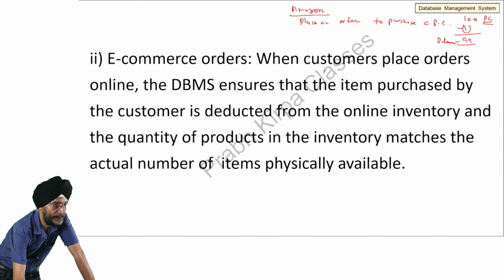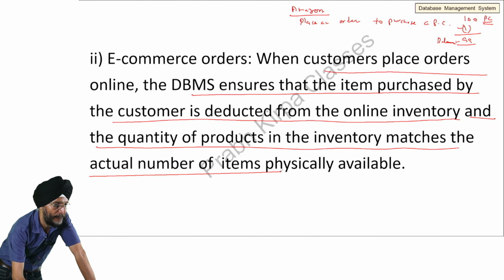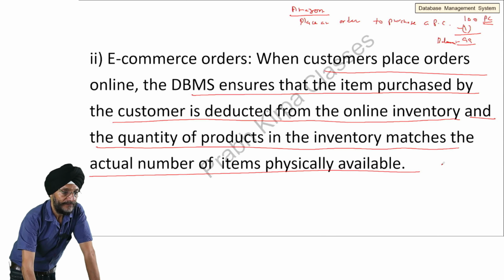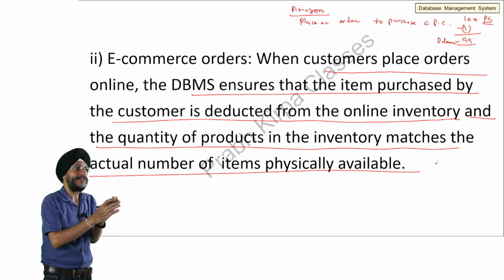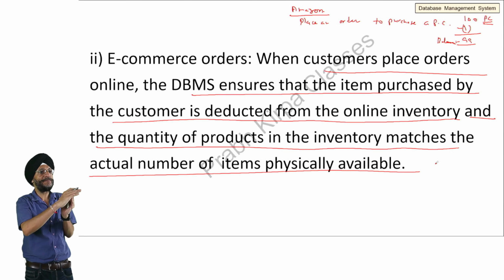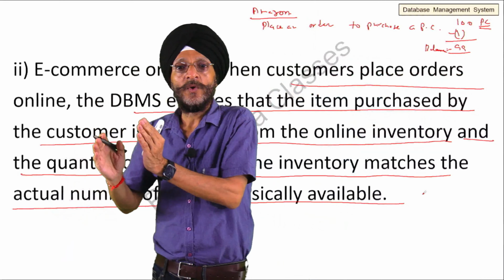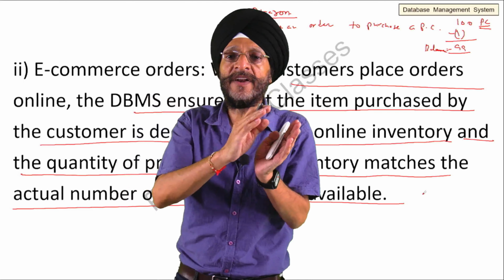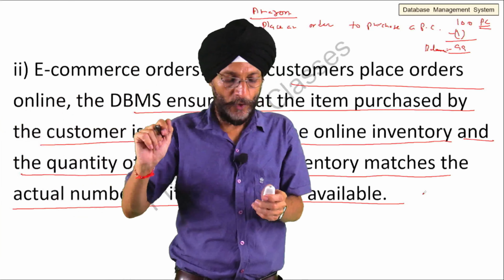Let us read. When customers place orders online, the DBMS ensures that the items purchased by the customer are deducted from the online inventory and the quantity of products in the inventory matches the actual number of items physically available. It means that whenever a purchase is made by a customer, the DBMS system will immediately deduct the quantity of products purchased from the online inventory so that the online inventory matches the physical quantity available in the Amazon store.